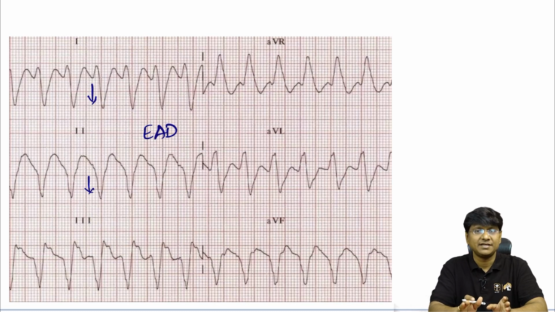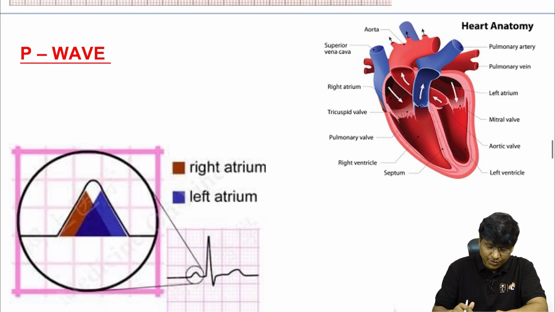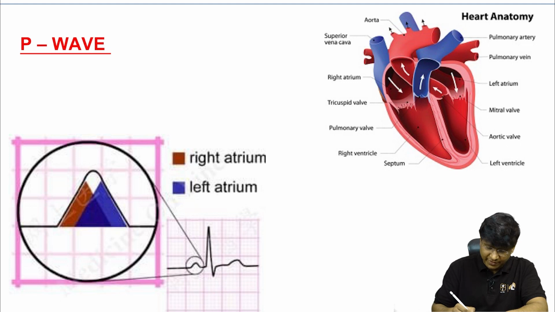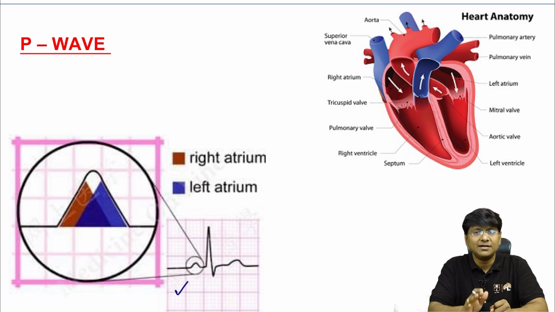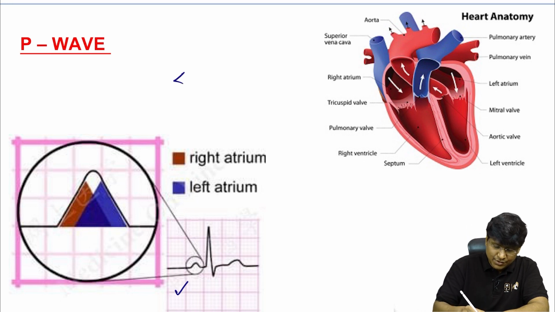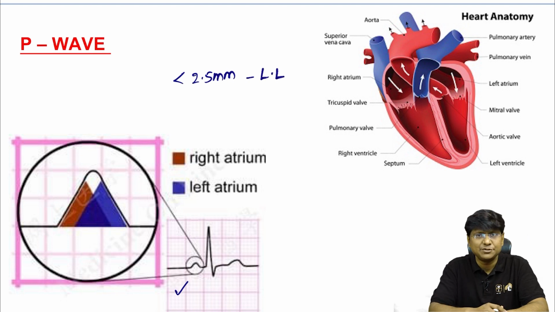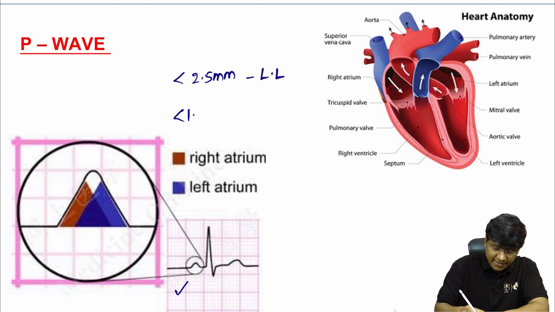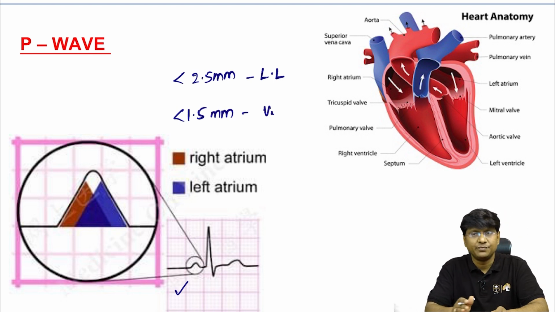So these are the three basic things you need to check once you take the ECG: rate, rhythm and axis. Then you need to know the abnormalities of the first wave, that is the P wave. The normal P wave amplitude is less than 2.5 mm in the limb leads, right, or less than 1.5 mm in the chest leads, that is V1, V2, V3, V4, V5, V6. Okay, that is about the normal P wave, right?